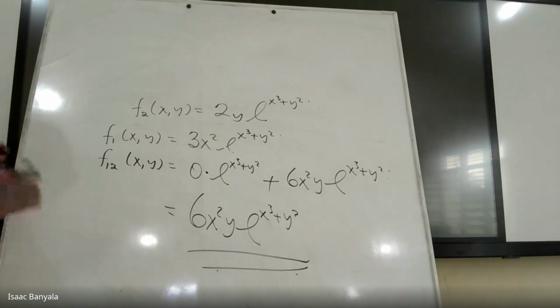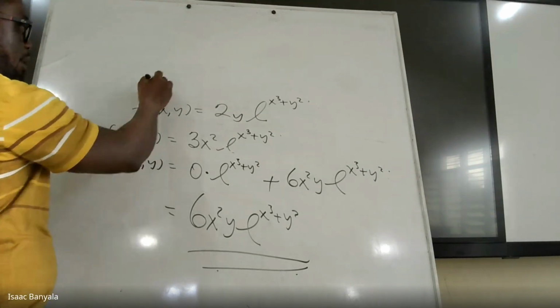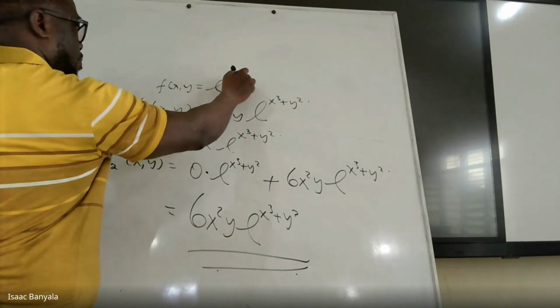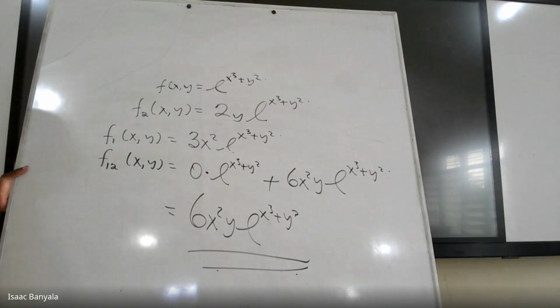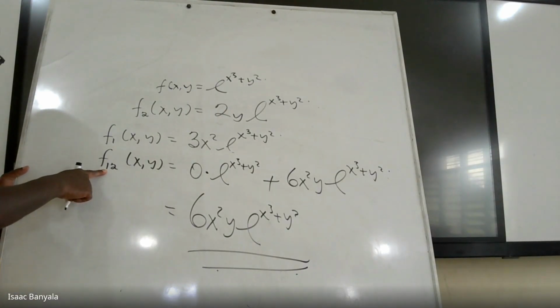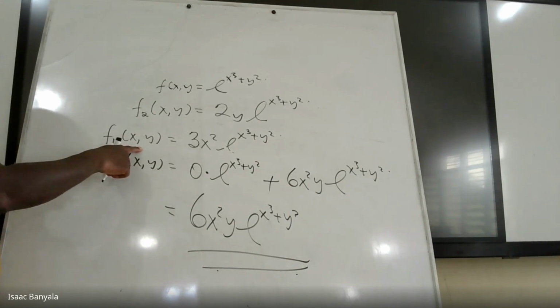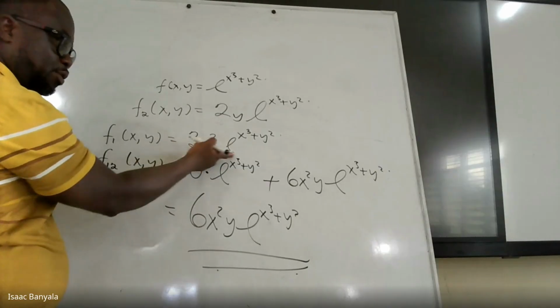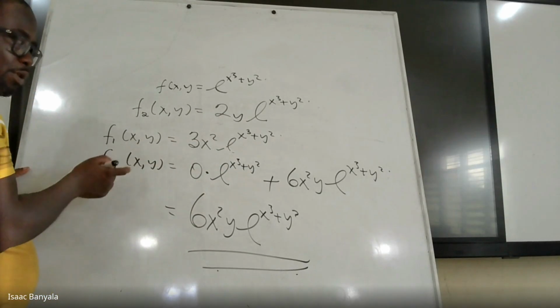Hello, sir. Please, can you go over again? Okay. So the question given to us was f of x y is equal to e to the x cubed plus y squared. First, we have to differentiate with respect to x, and we differentiate the result again with respect to y. So the first differential with respect to x, we had this. Now we are going to differentiate this result with respect to y.